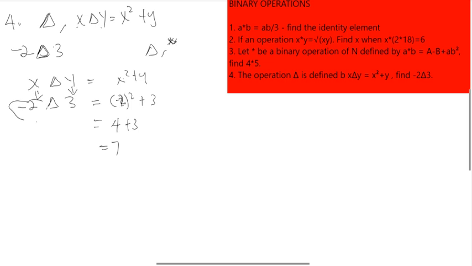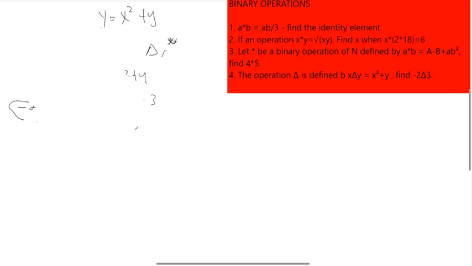Alright, so let me clean this up. Now back to question 1. For question 1, we have a asterisk b is equal to ab over 3. But this one, they did not give us any number, right? They're asking us to find the identity. The identity of a binary operation is given by e.